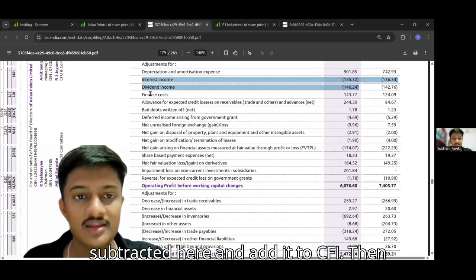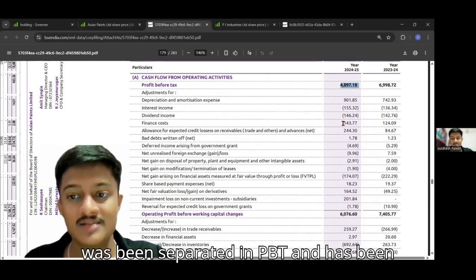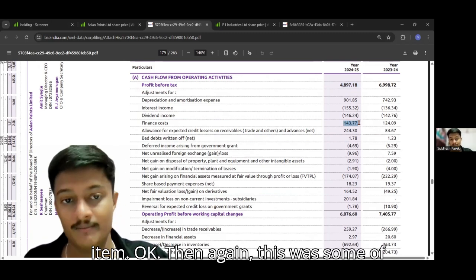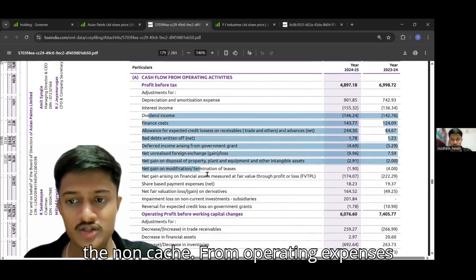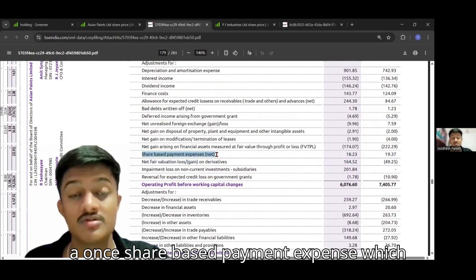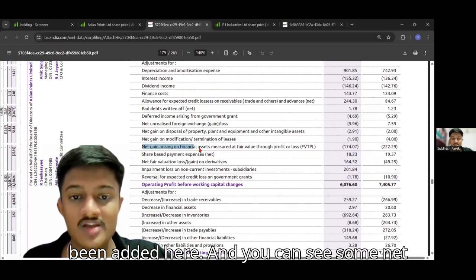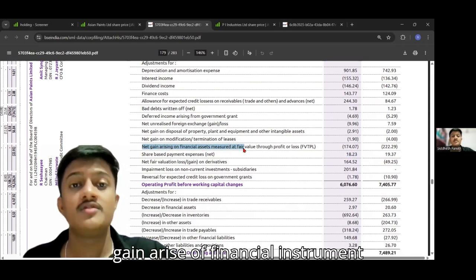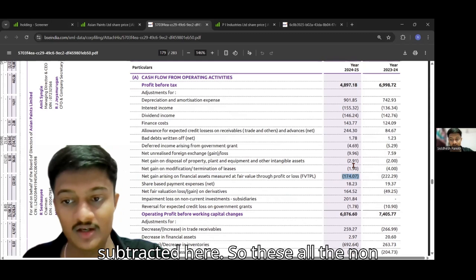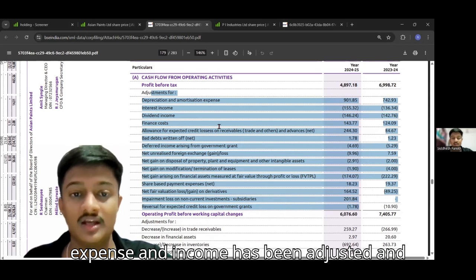Then the finance cost comes here, which was subtracted in PBT and has been added back because it is a non-operating expense. It is a CFF item. Then there are some other non-cash, non-operating expenses. There was a share-based payment expense, which is a non-cash expense, that's why it has been added here. And you can see net gain arising on financial instruments measured at fair value, which is an unrealized gain, which has been added to my PBT and is subtracted here. So all these non-cash, non-operating expenses and income have been adjusted.